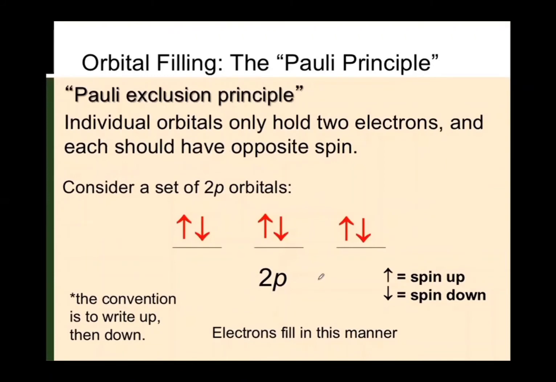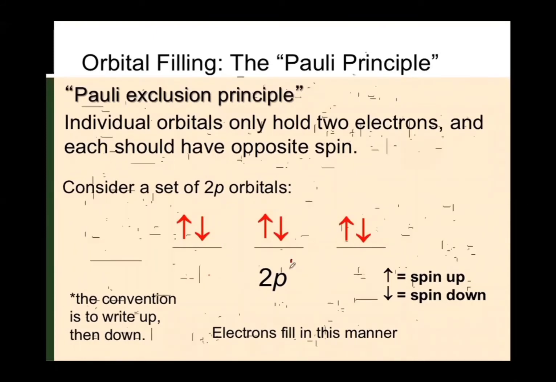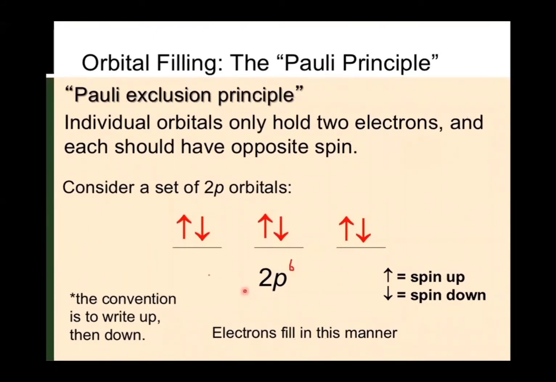The Pauli exclusion principle then: individual orbitals can only hold 2 electrons, and each should have opposite spin. Remember that one should point up and one should point down. The quantum numbers that they have should all be different. So we consider a set of 2p orbitals. This is 2p6 now, because there are 6 electrons: 1, 2, 3, 4, 5, 6. Half are spin up, half are spin down. The convention is to write up, then down.